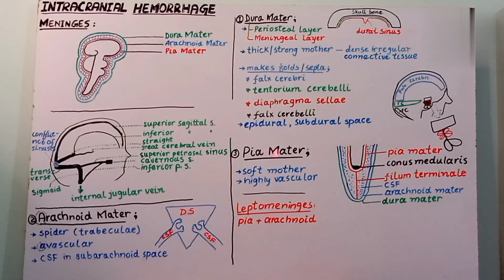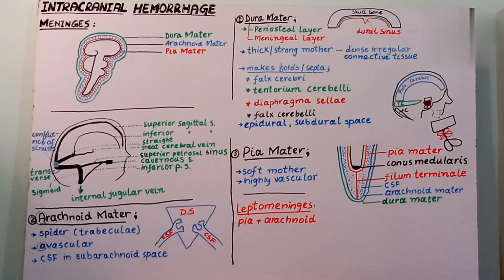Clear? The next one is the pia matter. It's the innermost layer. Pia means soft and matter means mother. It is a very soft, highly vascular, very delicate layer made up of connective tissue, and it is the innermost layer. When we talk about the pia and arachnoid matter together, we give it a word: leptomeninges. Leptomeninges means pia plus arachnoid.